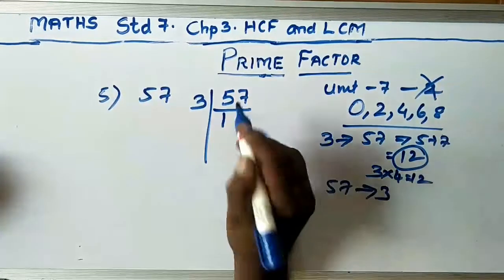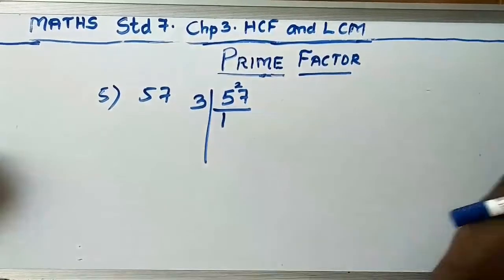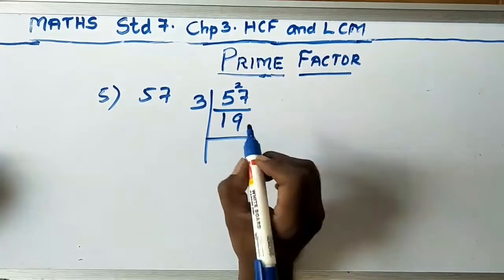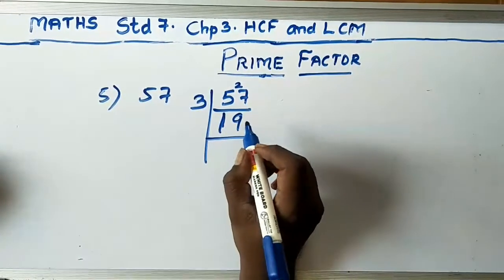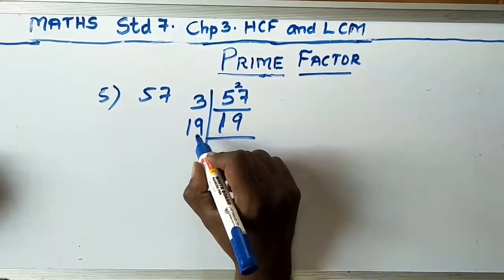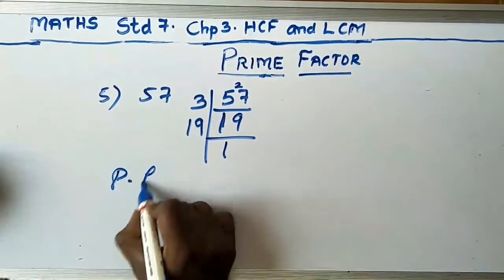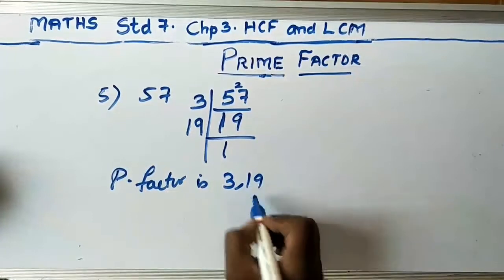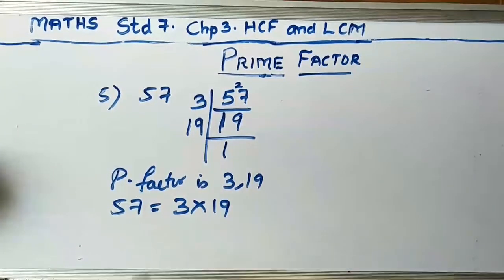3 ones are 3. 4, 5, 2 is remaining. 2 carry forward here. So it becomes 27. 27, 3 how many times? 9s. So 9 3s are 27. Now we got 19 as the answer here. So 19 goes only in 19 table because 19 is a prime number. 19 ones are 19. So our prime factor is 3, 19. That means 57 you can write it as 3 multiplied by 19.